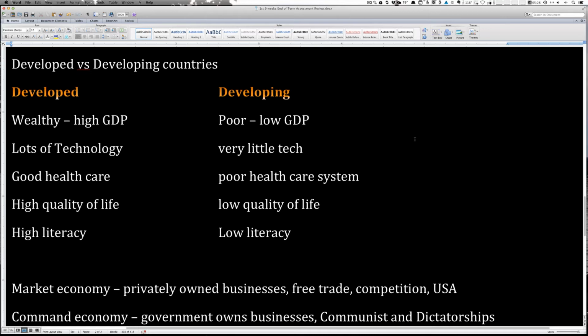They have poor healthcare systems. Healthcare isn't available everywhere. It's not up to the standards that we have in our country. You might have to travel for hours to get to the nearest medical facility, where in Portage, you can get to an emergency room in a matter of minutes.